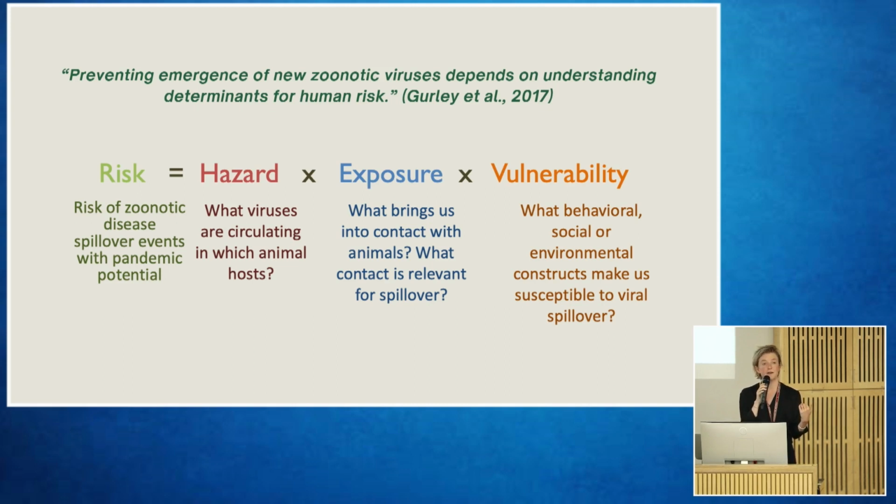Lastly, there's vulnerability, and vulnerability modulates risk by affecting how susceptible different groups are to viral spillover. So these tend to be behavioral, social, and environmental constructs that make us susceptible to disease once it emerges. This can relate to things like healthcare, but also can relate to elements like immunity.